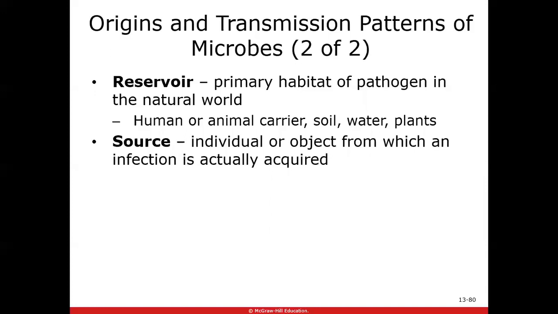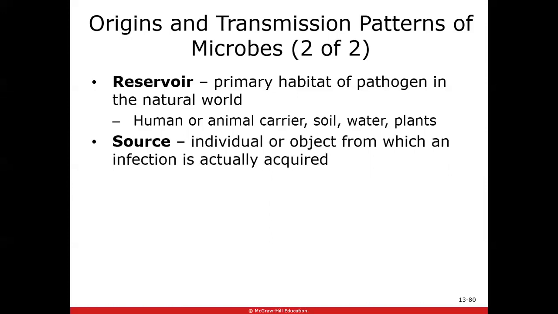Now, the origins and the transmission patterns of microbes. If you call something a reservoir, that's a primary habitat of a pathogen in the natural world, where it actually is and where it is stored. So, a human or animal carrier, it could be in the soil, could be in water, plants. And then the source is the individual or object from which an infection is actually acquired.